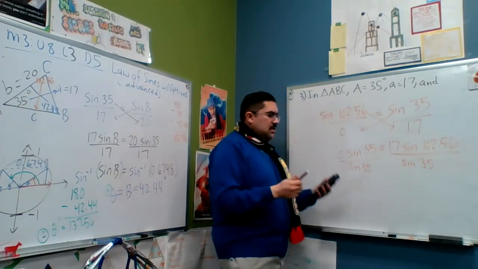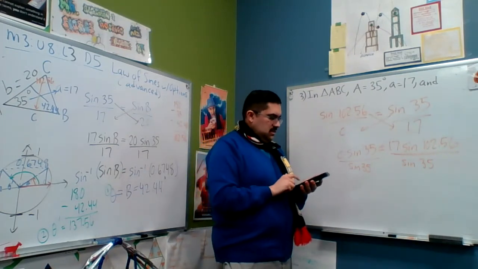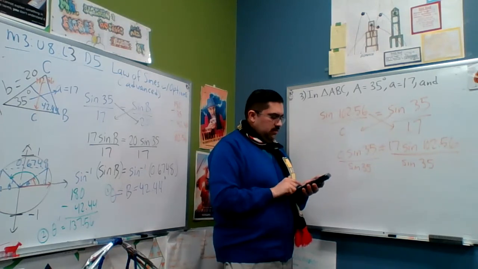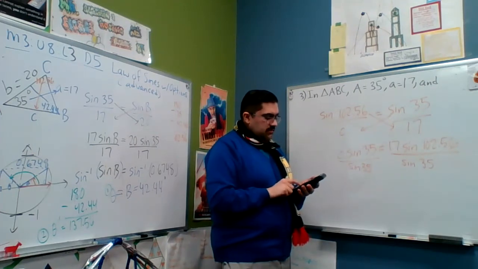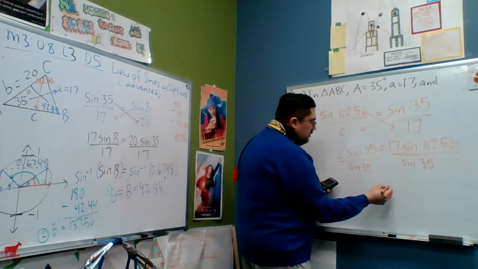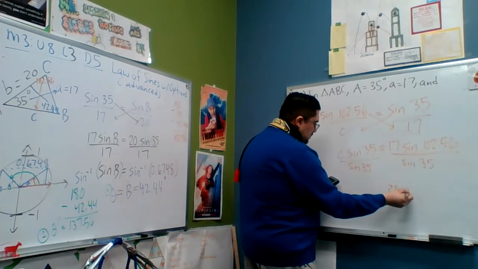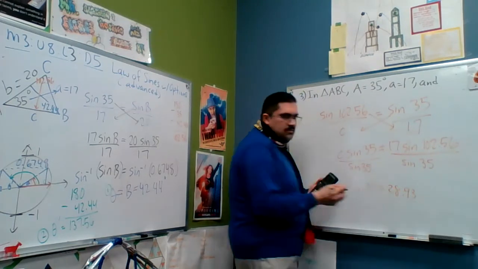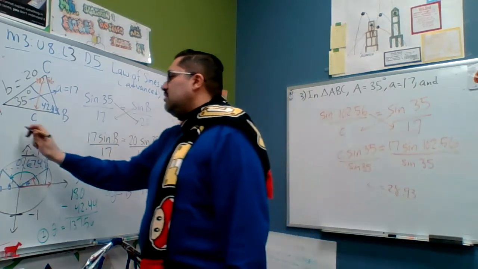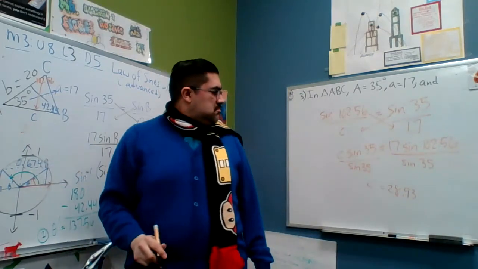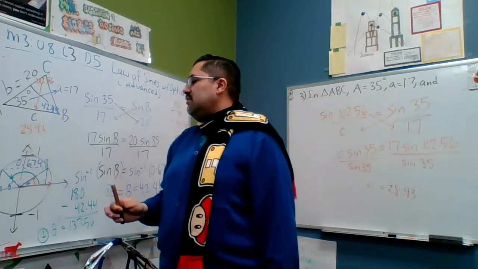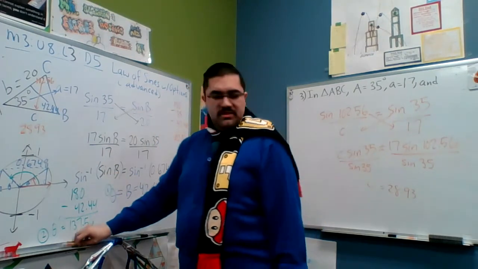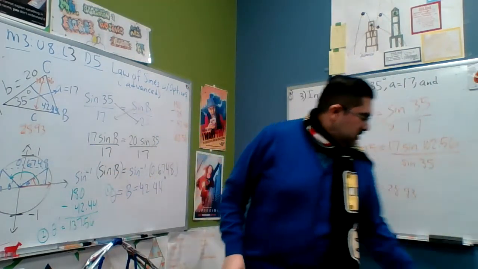Okay. And then we go 17 sine 102.56. Close the parentheses. If not, you're going to get an error or a weird answer. Sine 35, close the parentheses. I got 28.93 for little c. I'm going to write that down over here. 28.93. Down there, I have solved one of the possible triangles.